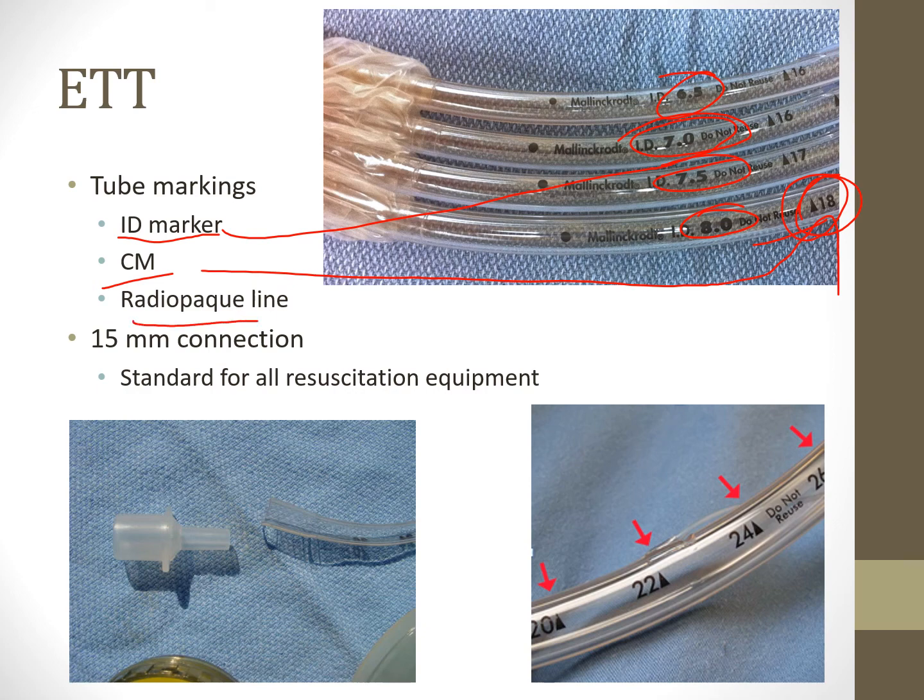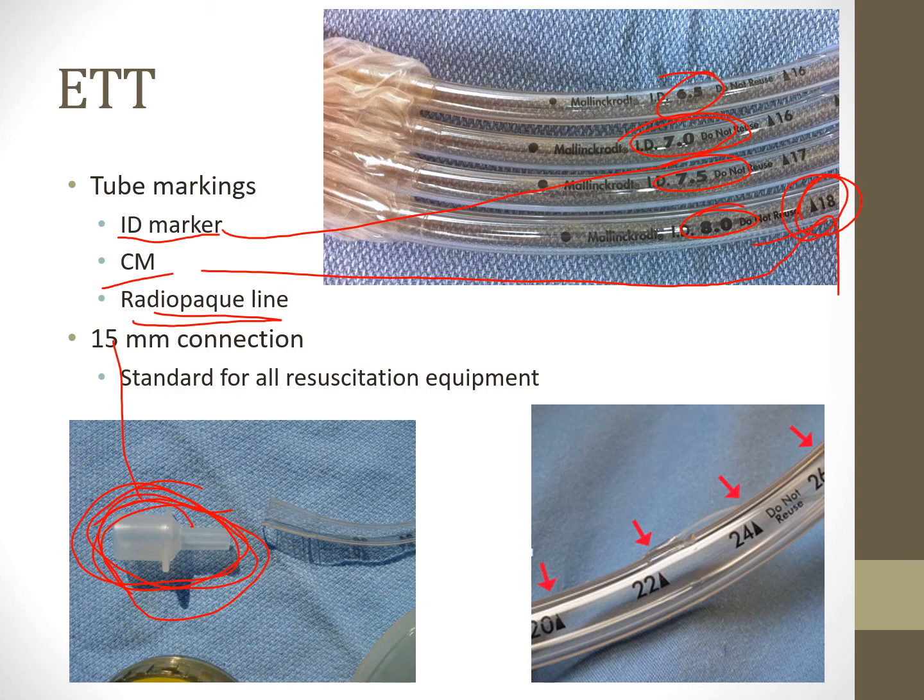The radiopaque line, we already talked about that and its purpose. All the ET tubes universally have a 15 millimeter connection. Standard for all resuscitation equipment. So if you put anything that's 22 onto it, it'll connect. So 22 attaches to the 15. So that way it's universal. You know it's going to work. That universal 15 millimeter connector, no matter if it's a 2.0 ET tube for a neonate or a 10.0 ET tube for Shaquille O'Neal or whoever, right? It's going to be that same 15 millimeter adapter.